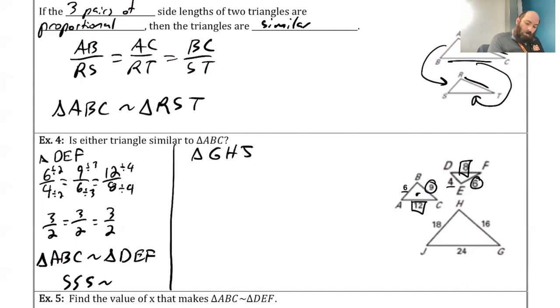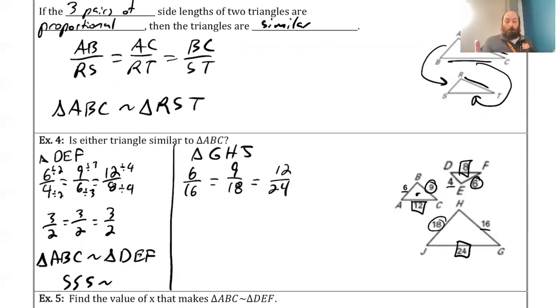So again, we're going to do small, medium, large. So if I do that as 6/16, that's small to small. We got medium to medium. We got 9 to 18. And then I got 12 and 24. So the question is, are all 3 of these the same?